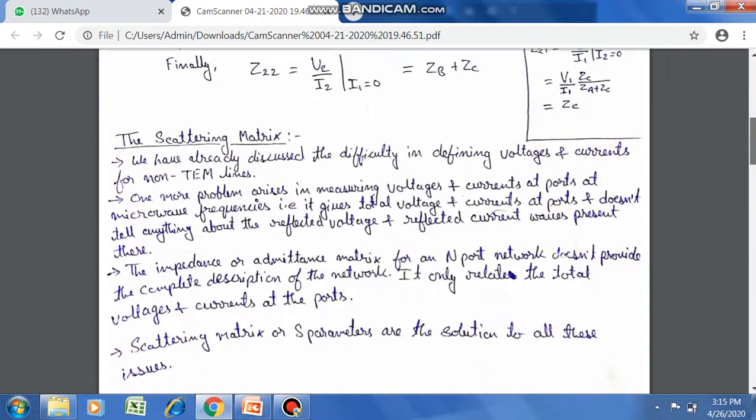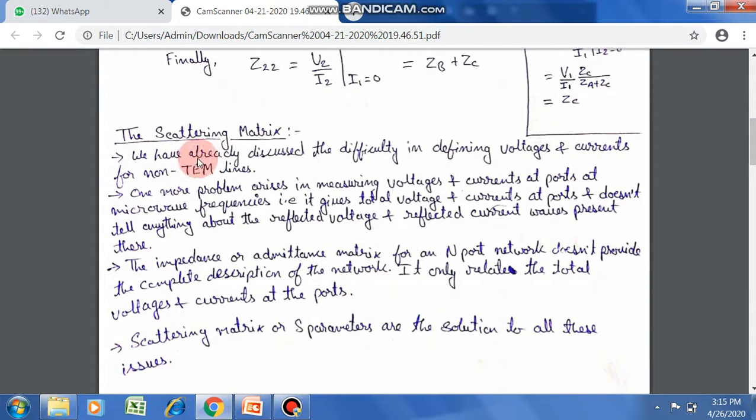Now the most important part, the scattering matrix. This is the most important matrix to study microwave networks. And why do we need it? We have already discussed the difficulty in defining voltage and current for non-TEM lines. This we covered in the first lecture. One more problem arises in measuring voltage and current at ports at microwave frequencies. So what is that problem?